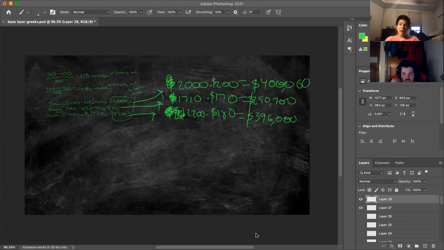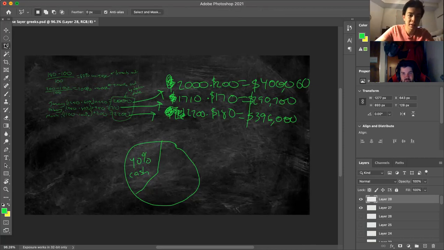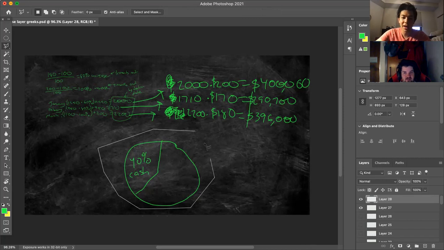So in order to help you visualize this, I'm going to make a pie, okay? And this is our pie. And we get 40% of it in cash. And because it's cash, that means we're going to get it immediately. Right? Because with cash, they just give us the cash and we have the money. There's no delay in transfer or something. Yeah, it's just straight cash. Exactly.